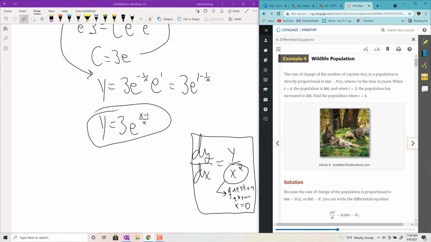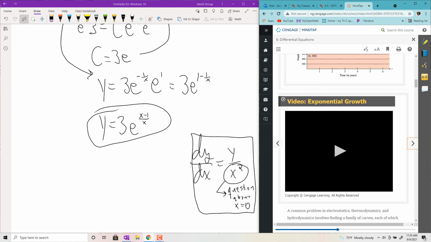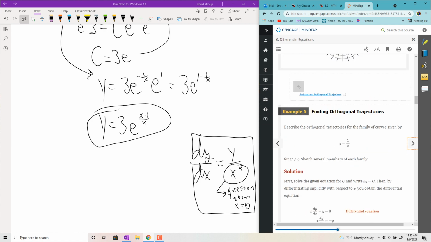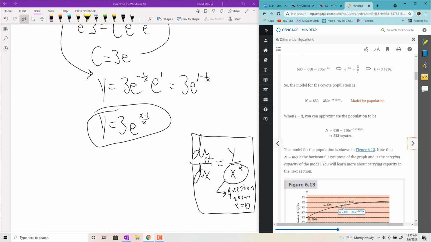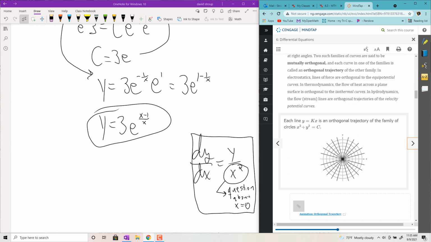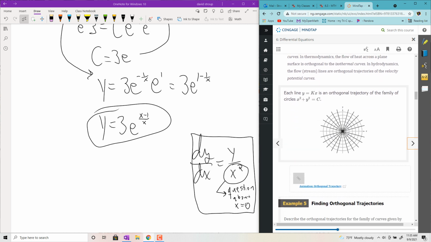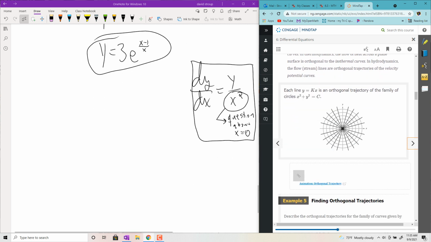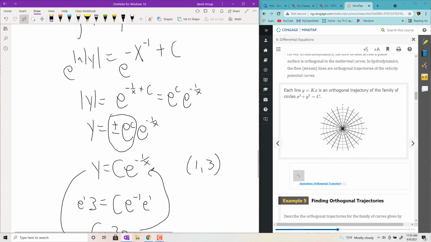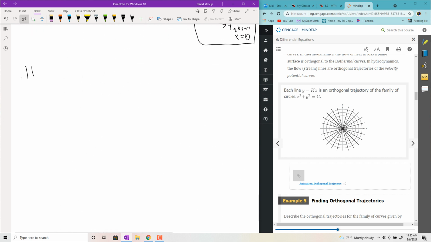With regards to applications, there really aren't a lot in the homework. There's maybe one population growth, but I did put those orthogonal trajectories in there. So let's look at working with those. This is just section 2, orthogonal trajectories.